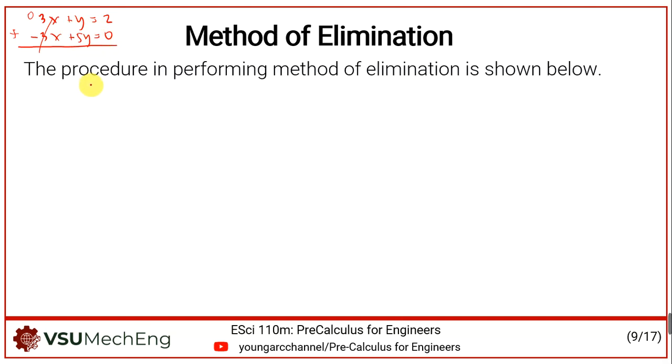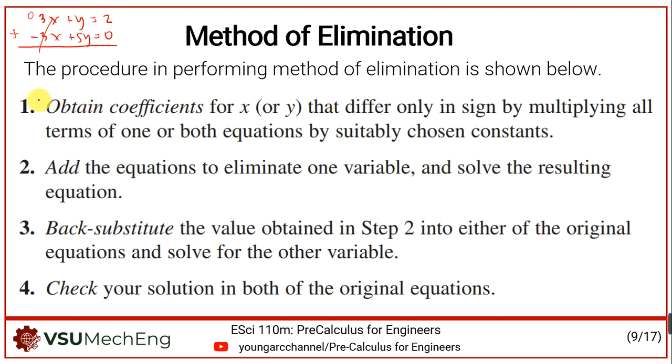So this is the procedure of this second method. Number one, if the given system of equations does not have the same magnitude of their coefficients for either x or y, try to find a number that, if you multiply it to one of the equations, will result in an equation whose coefficient for either x or y is the same in magnitude compared to the other equation. So that's the first step.